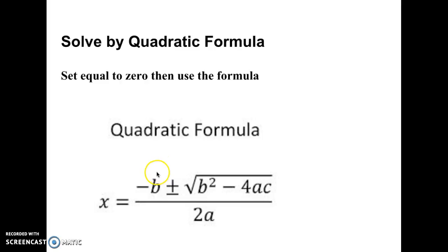Factoring only works when the polynomial can be factored. So that makes the quadratic formula a very useful tool because you can use this to solve any problem and find what those zeros are. However, it looks complicated, and there are a few different ways that you can remember this.